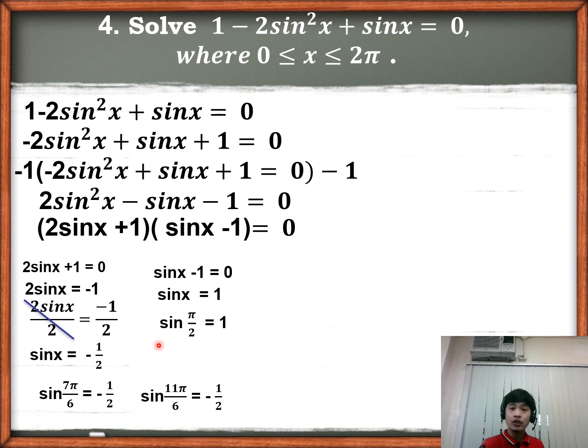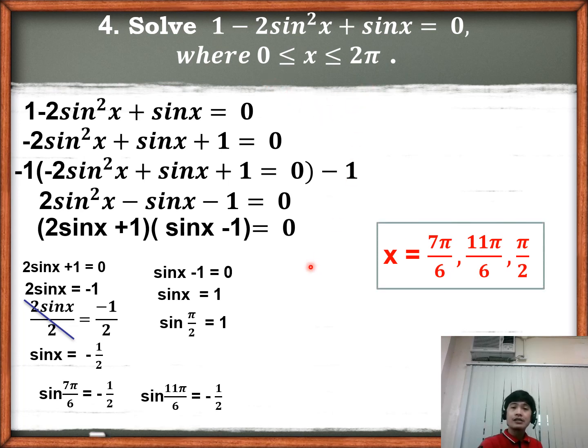Or in radian measure, that is pi over 2. From 0 to 2 pi, there is no other quadrantal angle that will give sine a value of 1. So, we have solved the whole equation. Therefore, the values of x that will satisfy this equation in the interval 0 to 2 pi, or 0 to 360 degrees, are 7 pi over 6, 11 pi over 6, and pi over 2. These are the angles that will satisfy our equation.